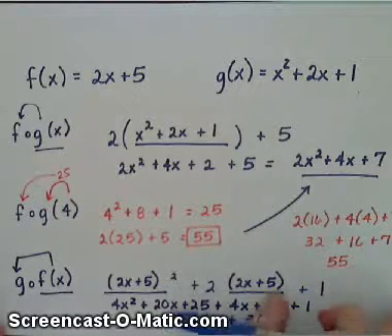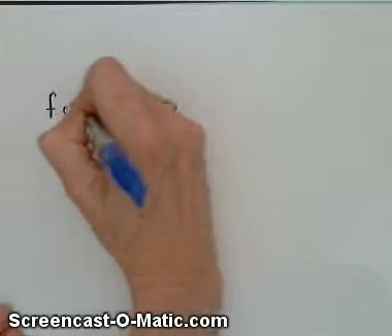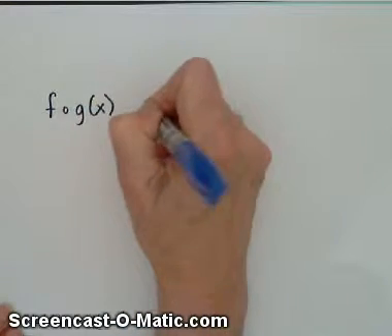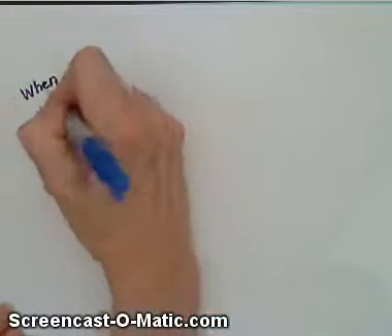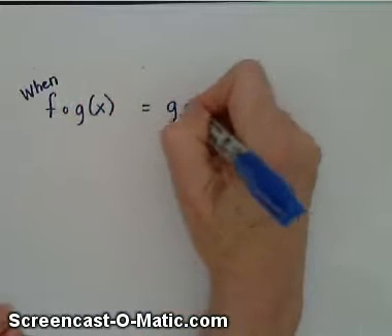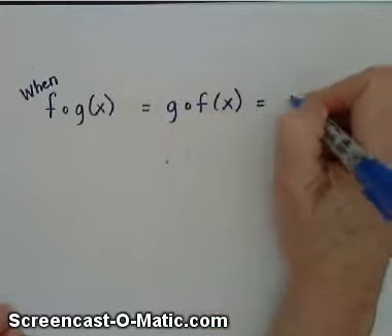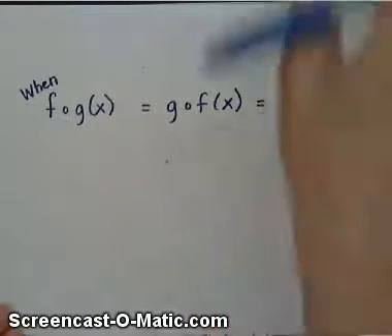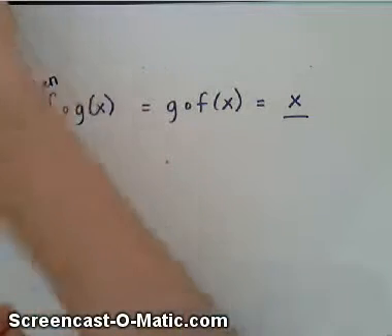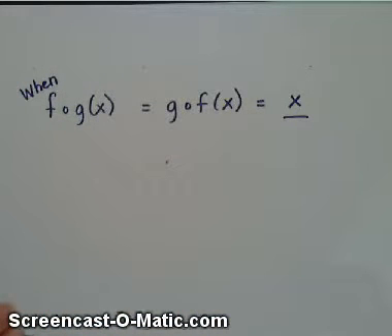Now, if there's anything that we want to take from this, it's something that we'll use in our next video about inverse functions, and that is this. When f composite g of x is the same as g composite f of x, and that value is x, then you've got yourself an inverse function. So when f of g of x is equal to g of f of x, which is equal to x, you've got yourself an inverse function.